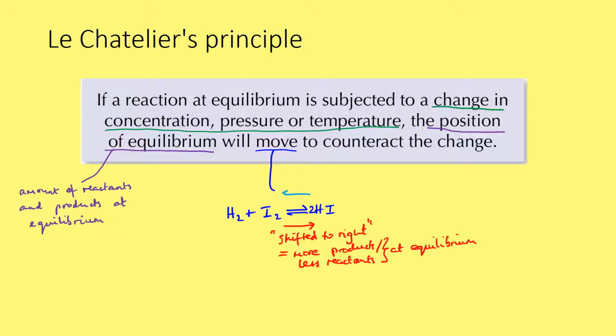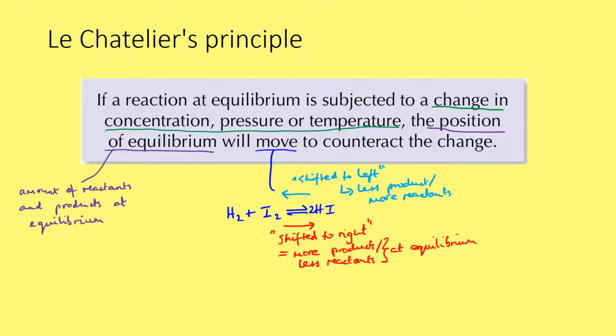If we've shifted it to the left, move to the left, of course that means we're going to have less product or more reactants at the new equilibrium position. So that's what we mean by move.